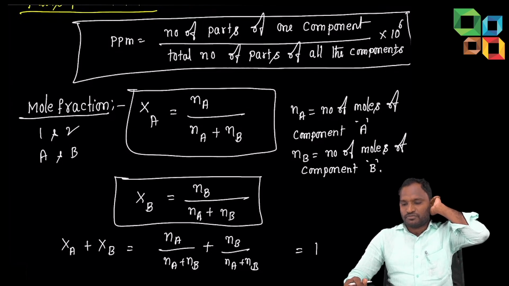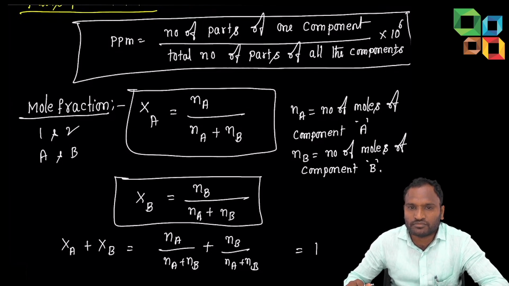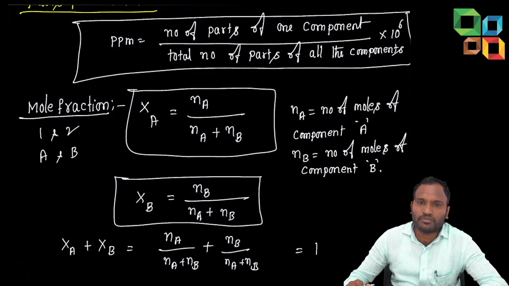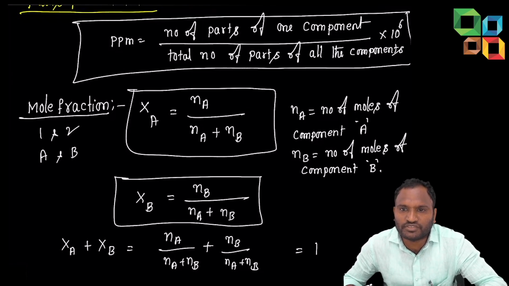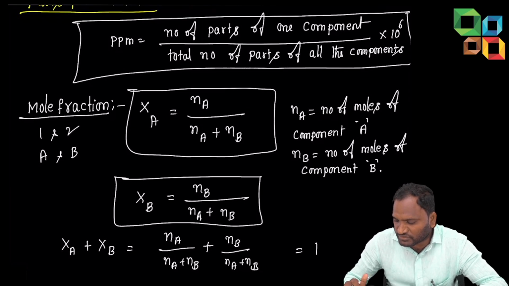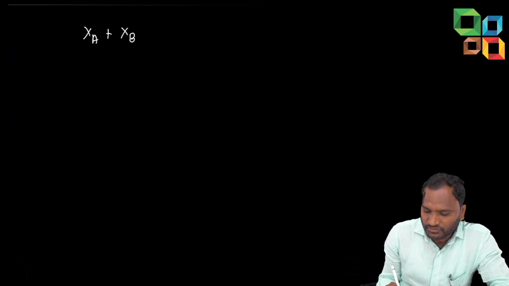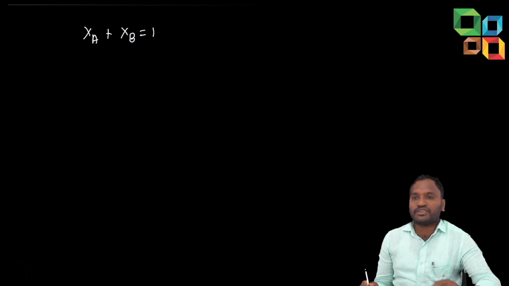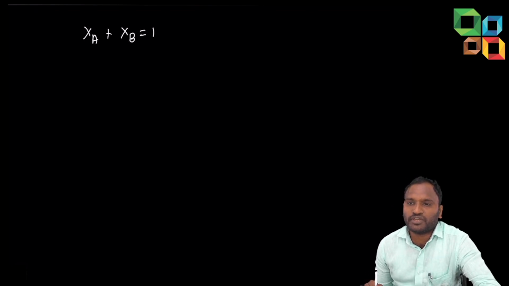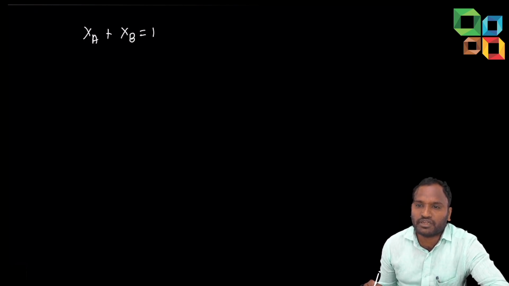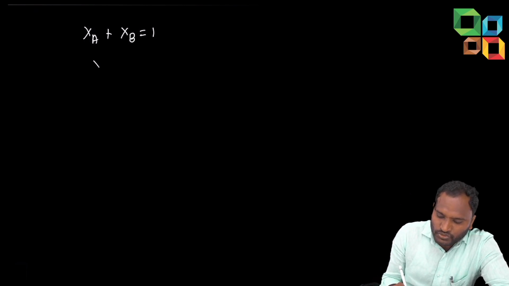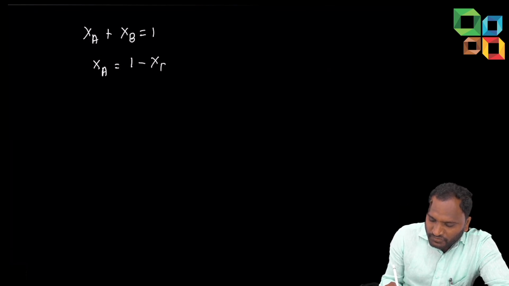The sum of the mole fractions of all the components in a solution is always equal to 1. So what is the advantage of this? Copy it, students: XA plus XB is equal to 1. By knowing the mole fraction of one component, we can find out the mole fraction of the other component. No need to use the formula again and again. Suppose if you know XA, you can find out XB.